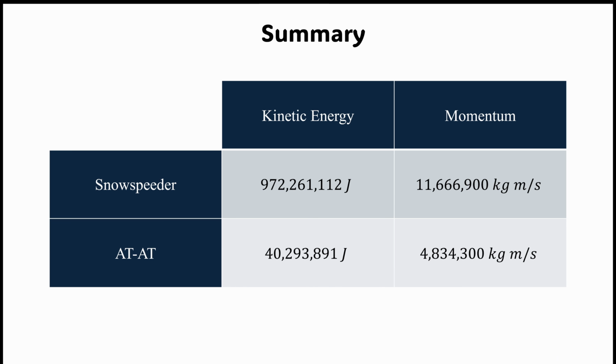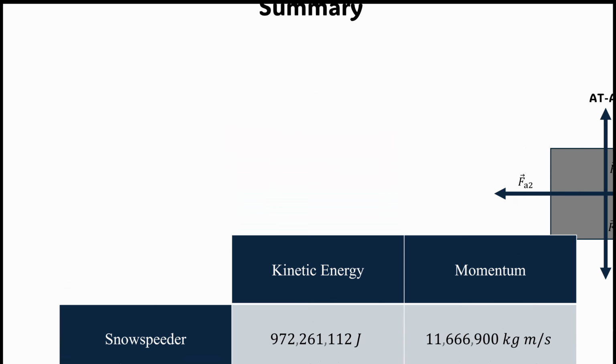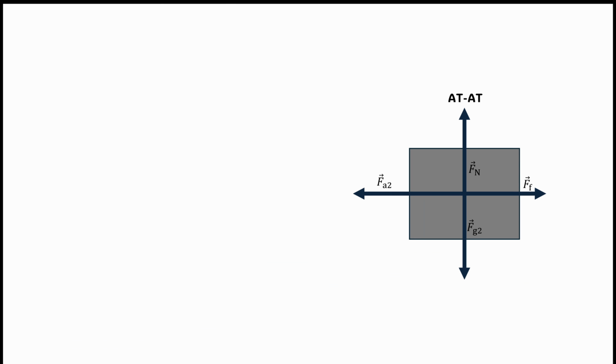These results make physical sense, as although the AT-AT is substantially heavier than the snowspeeder, the snowspeeder's far greater velocity results in it having both higher kinetic energy and higher momentum. Moreover, since the AT-AT faces kinetic friction, we can suppose a hypothetical scenario in which the AT-AT stops applying force, as in Fa2 would become 0, which is analogous to the later scene where the AT-AT's power is lost.